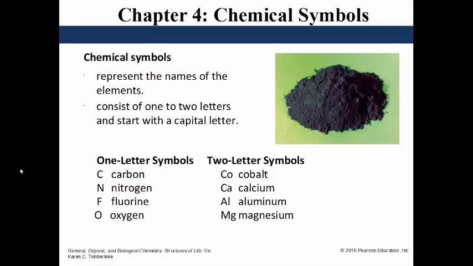Okay, in this chapter, we'll talk about various elements and their characteristics, the periodic table, and how you're able to read the periodic table, and we'll start off with chemical symbols. Now, chemical symbols are used to represent the names of that element. The symbol will have either one or two letters.